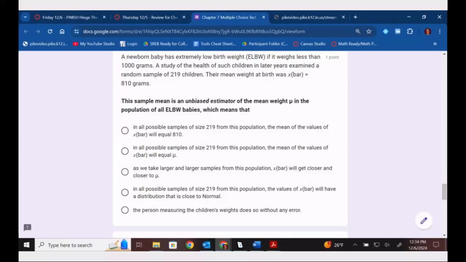What we're saying when we say that a statistic is an unbiased estimator is that what you calculate from the statistic is the same as the population. So if they were to pick out a different sample of 219, they should still get the population mean. Does that answer your question? Okay, do you understand why a little bit better?